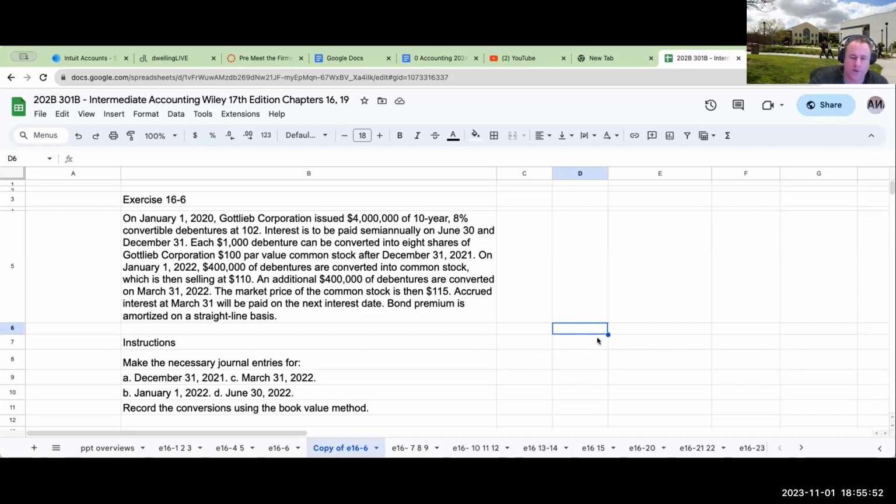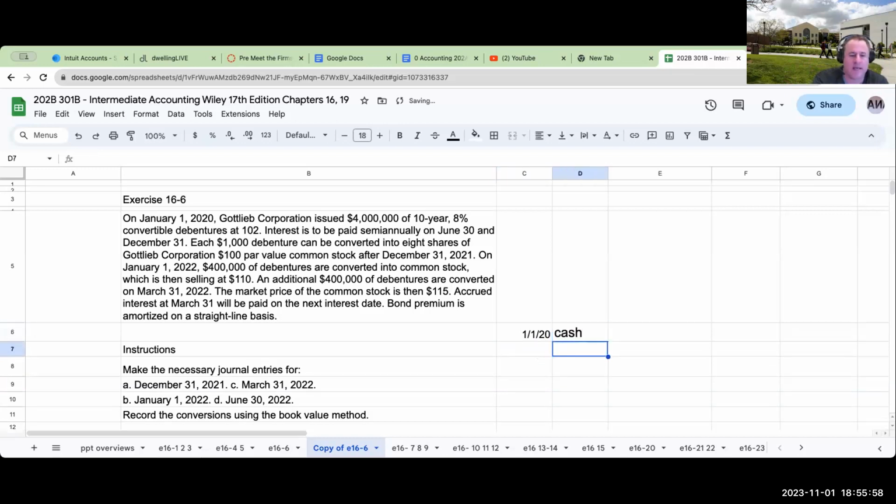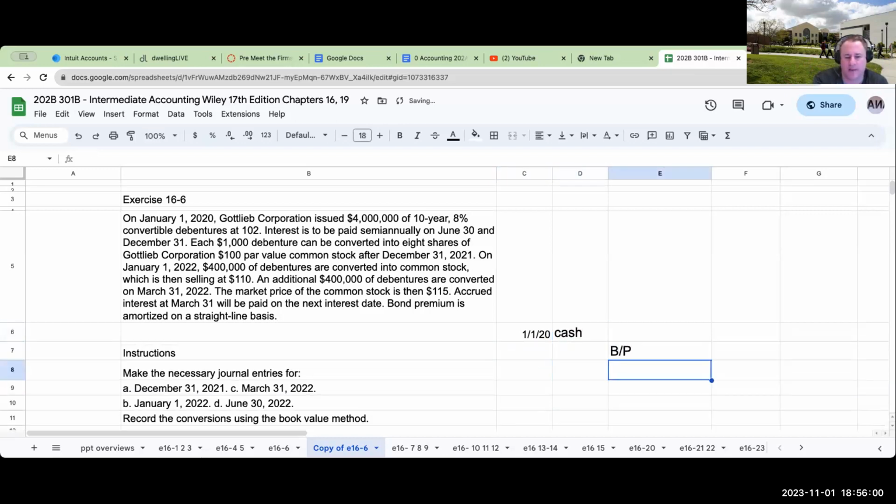First thing we need to do is record the bond issuance. On 1/1/20, I'm getting cash. I'm crediting bonds payable. I'm crediting premium on bonds payable. Why am I crediting premium? When it says 102, that means it's selling at 102% of face value.